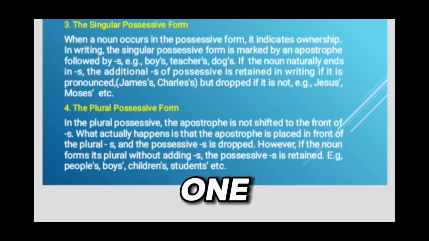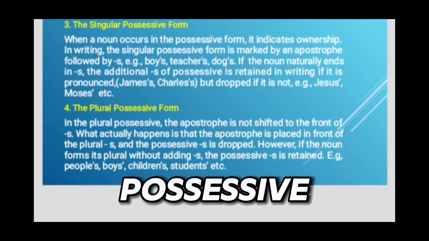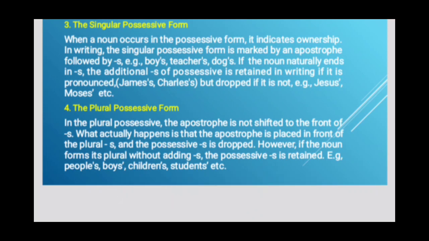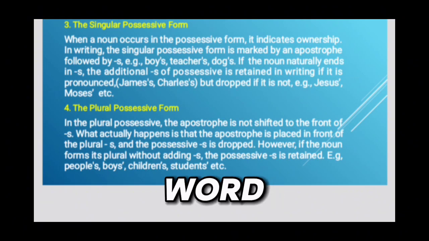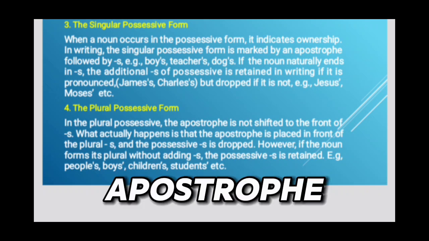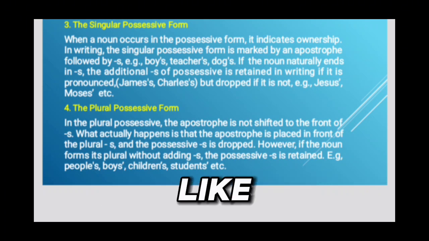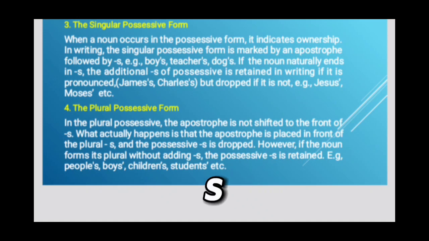Then the last one, but not the least, for this section is the plural possessive form. For the plural possessive form, if the plural word ends with an s, you just put only the apostrophe. Don't put s after the apostrophe. But if it does not end with s, like people, you know that people does not end with s, so you are going to put the apostrophe and the s after it.